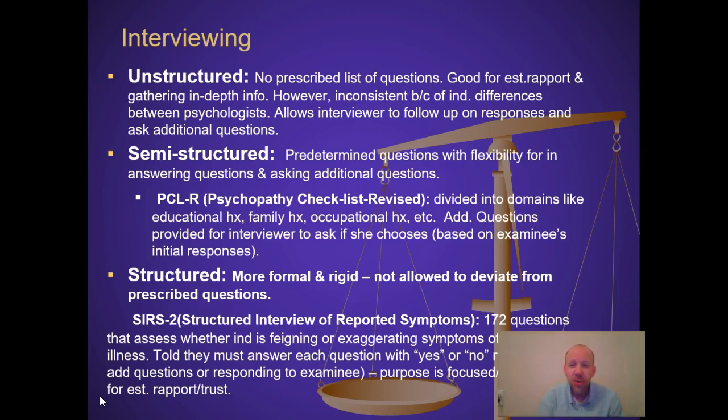Examinees are told they must answer each question with a yes or no response, with no additional questions or responding to the examinee. The purpose is focused and clear, and not for establishing rapport and trust. This is not a warm, happy interview. This is a straightforward, we're going to find out if you're faking, if you're malingering, if you're feigning. So, different types of interviewing for different types of folks.